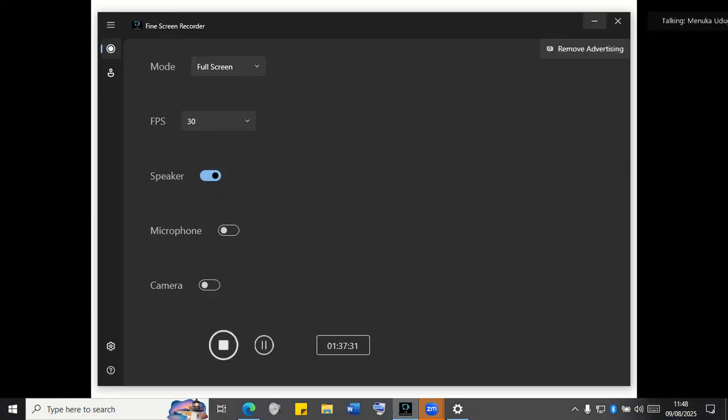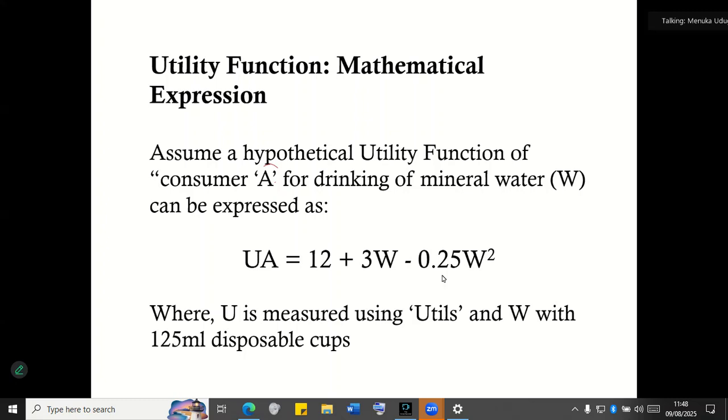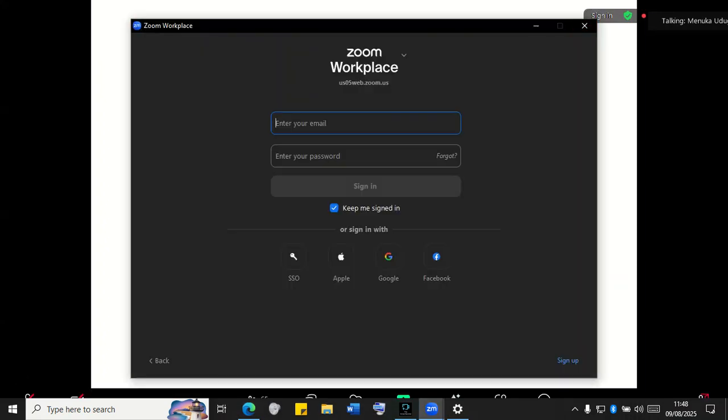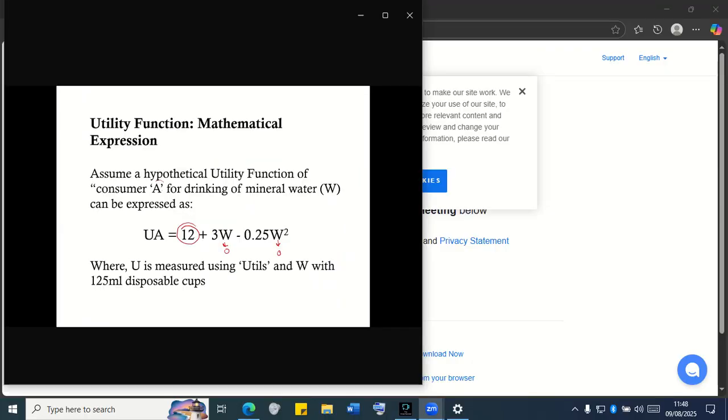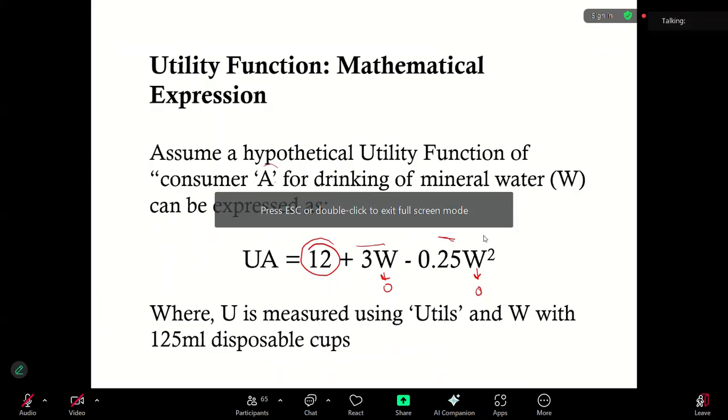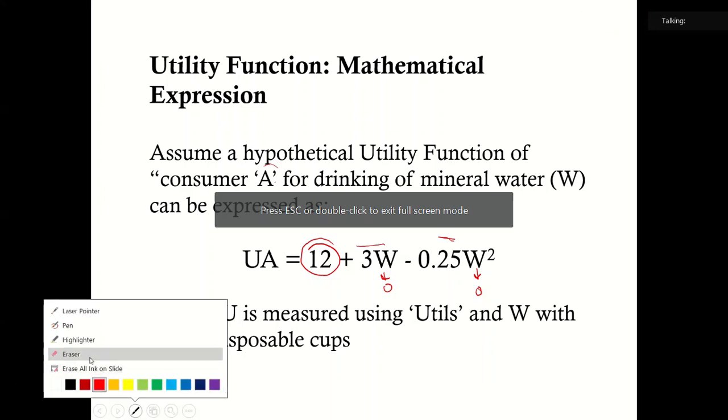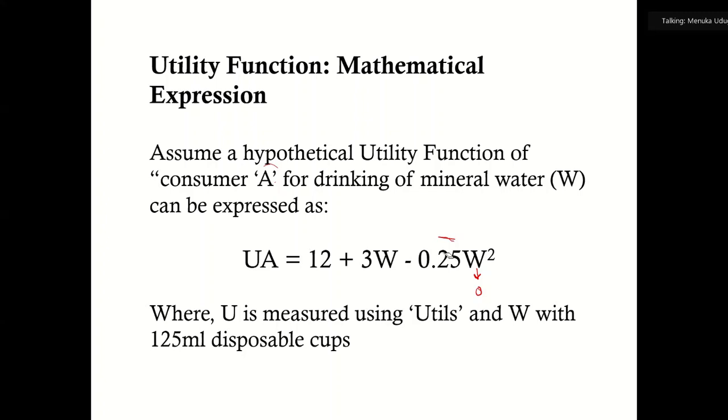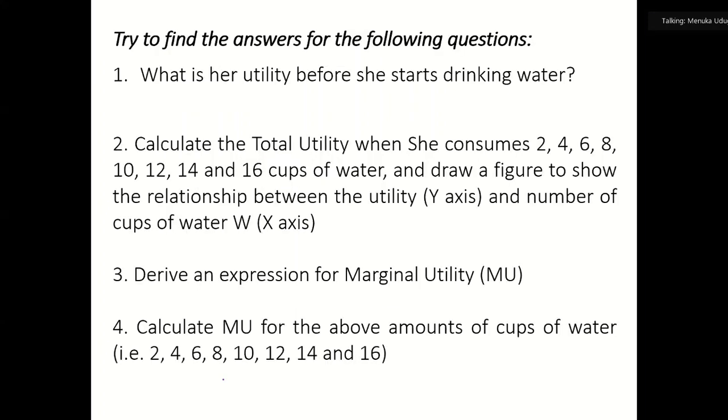Let's say you don't drink any water, right? If you don't drink any water, W is 0. And the total utility is 12. Right? It's 12 because these two terms are 0. So before you start drinking water, your total utility is 12.